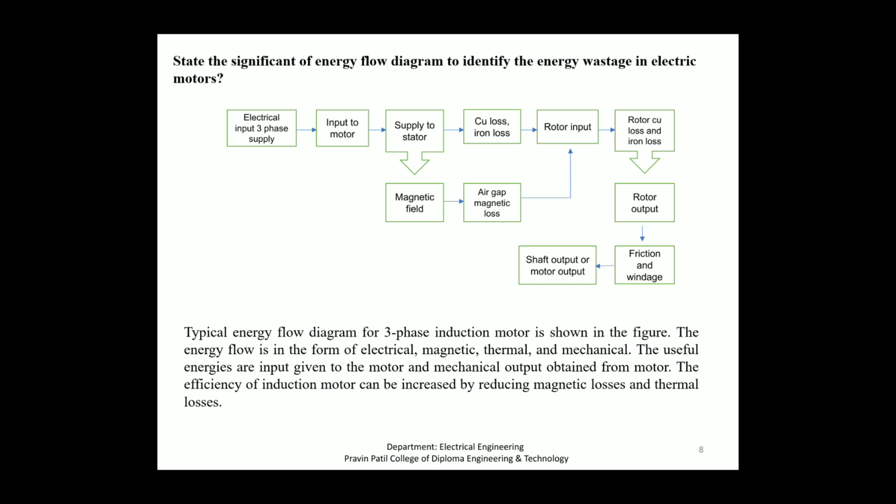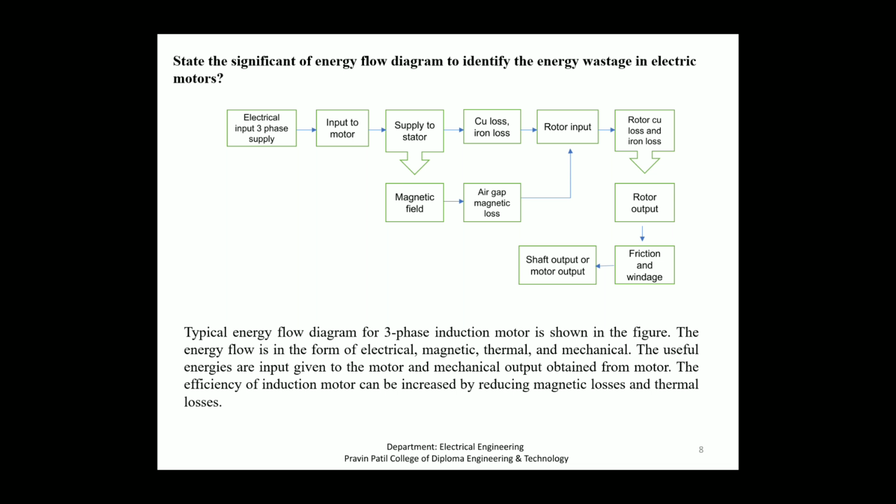Typically, the energy flow diagram for a three-phase induction motor is shown in the figure. The energy flow is in the form of electrical, magnetic, thermal and mechanical. The useful energies are the input given to the motor and the mechanical output obtained from the motor. The efficiency of induction motor can be increased by reducing magnetic losses and thermal losses. First, we understand the power flow diagram of a three-phase induction motor or electric motor.